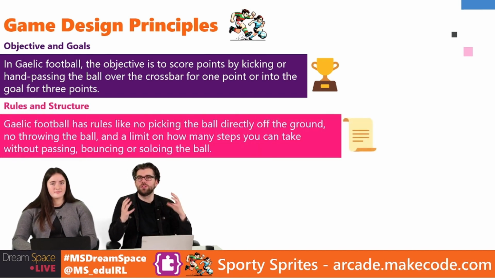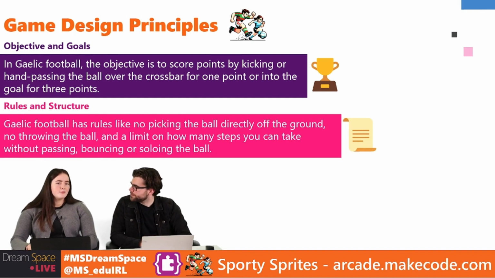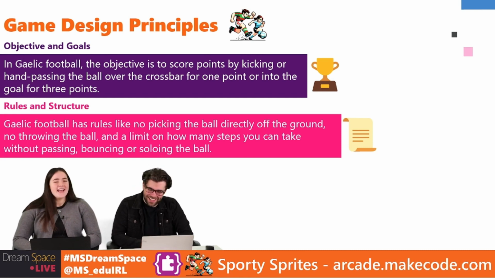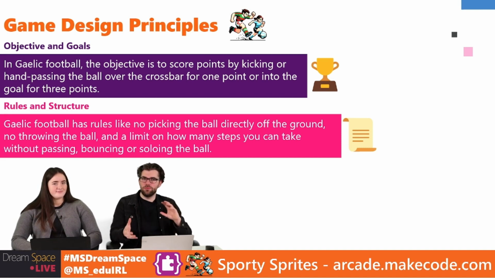Then we have the rules and structures. So what kind of rules are in place when it comes to Gaelic football? So some simple rules are like you can't pick the ball up off the ground. You want to defend, but you have to do it fairly, legally. You can only take 4 steps before hopping the ball or taking a solo, and you can't throw the ball. Exactly, right? And these are the rules and structures.